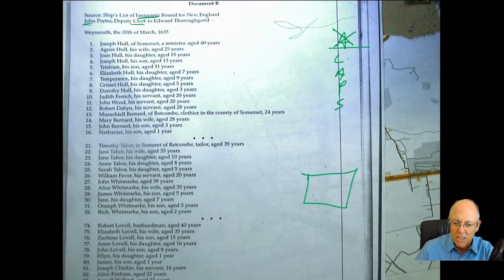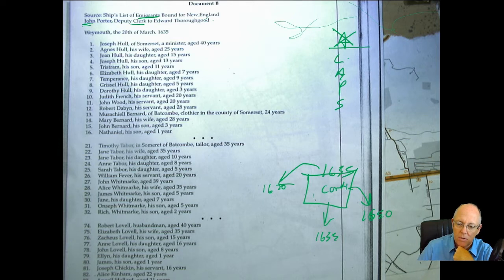We could put 1635. What's going on before? What's going on during? What's going on after? Right? So that may be 1620, 1635, 1650. So again, that's context. Maybe that tells us something. Oh yeah, this is part of the Great Migration. Remember that? That's going on right here.